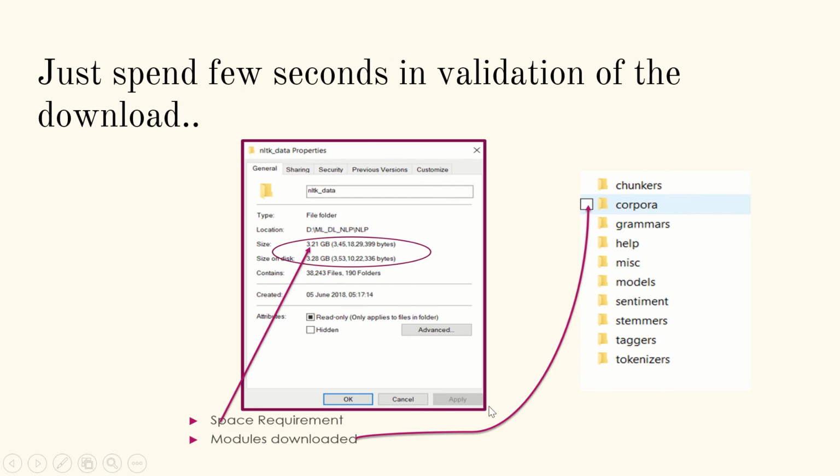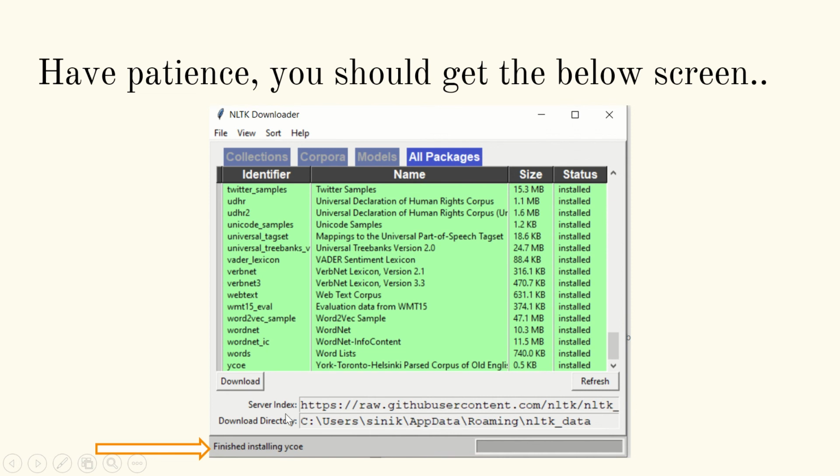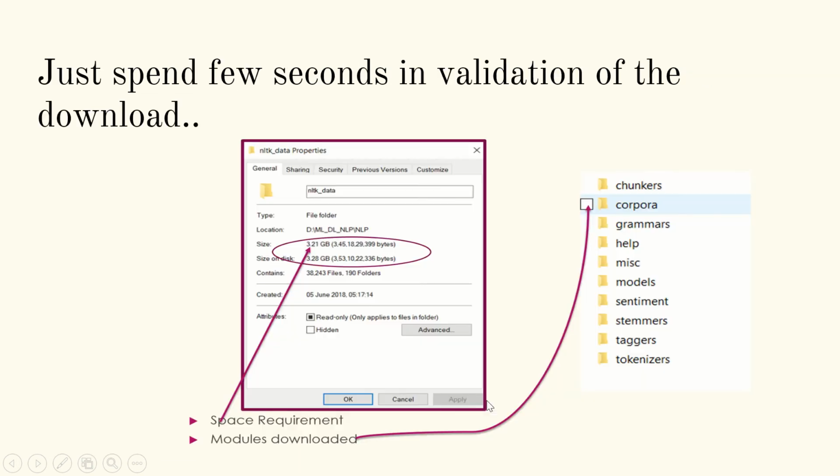Now, what is the next step? Very simple. Go to the directory where this has been downloaded. It was mentioned clearly in the installation process itself. You can see that here the download directory is mentioned. Just go there to see the size of the package that is downloaded. That will be around 3.21 GB.